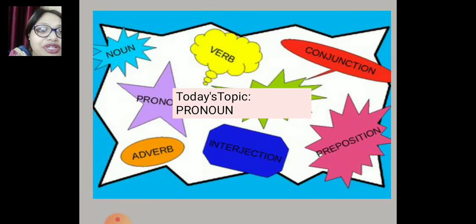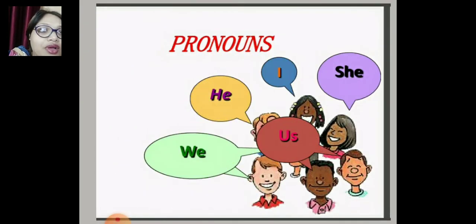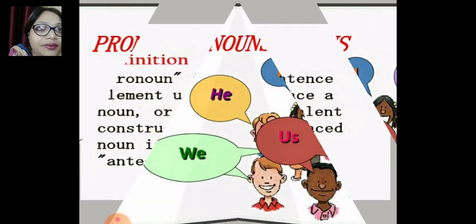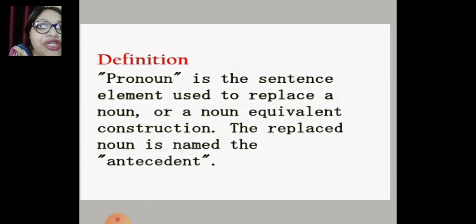So as you can see, today's topic is pronoun. So children, here you can see what are pronouns. Pronouns are the words such as he, I, us, she or we. So these are the words which we use instead of noun. So the definition of pronoun is this, as you can see over here.